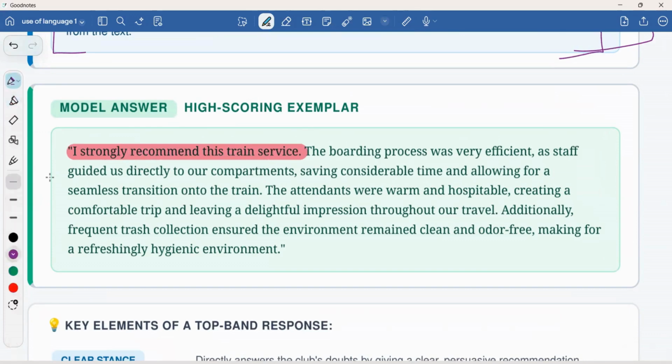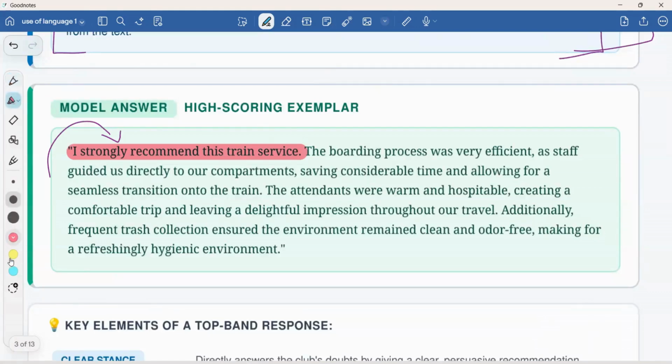Now, why have we taken this stance? Because in the text we can easily see that the character has enjoyed this journey. So now he cannot say that no, I don't recommend this train. Because if we look at the character's perspective, then he has enjoyed this journey. So obviously he is going to recommend this train.